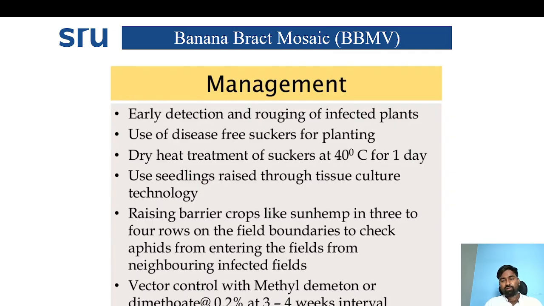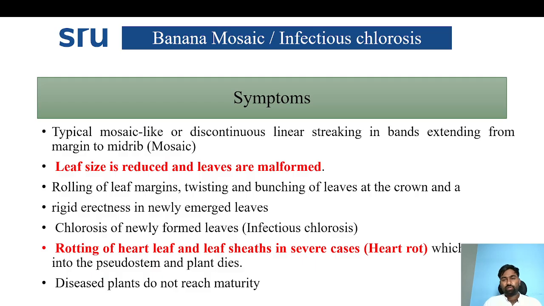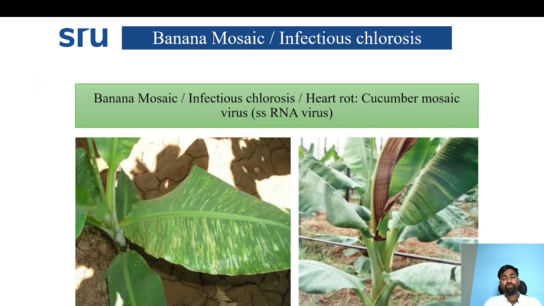Raise a barrier crop like sunhemp in 3 to 4 rows on the field boundaries, which will check the movement of vectors from one field to another, and we can control the vector with application of methyl demeton, dimethoate or any other systemic insecticide to control the aphid vectors which transmit banana bract mosaic. So these are the symptoms, etiology and management of banana bract mosaic virus. Then coming to banana mosaic or infectious chlorosis.